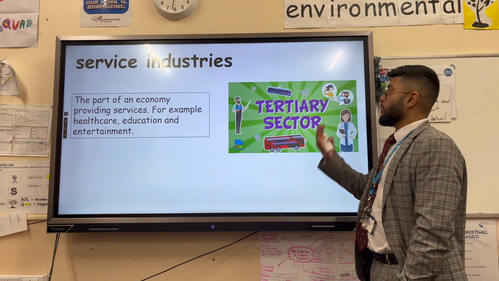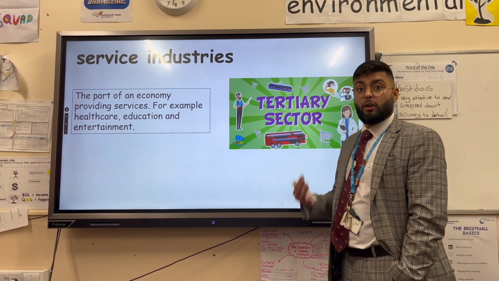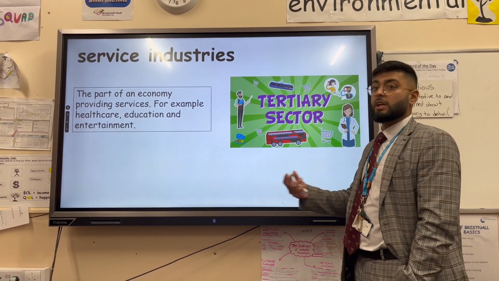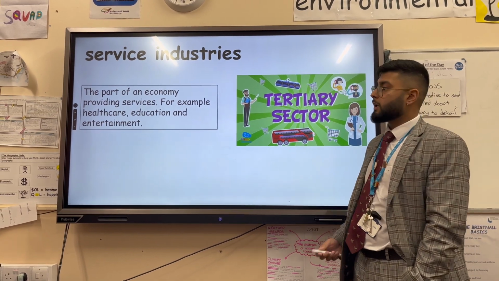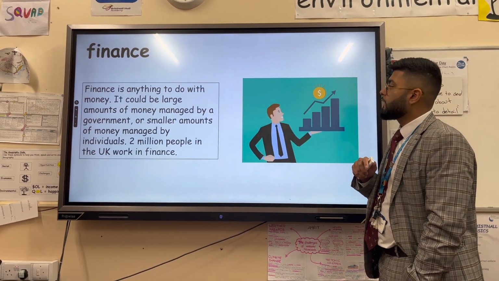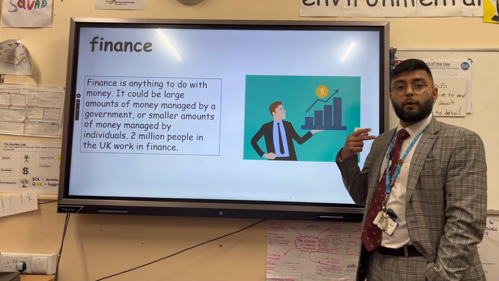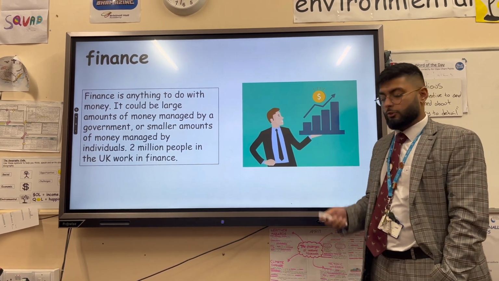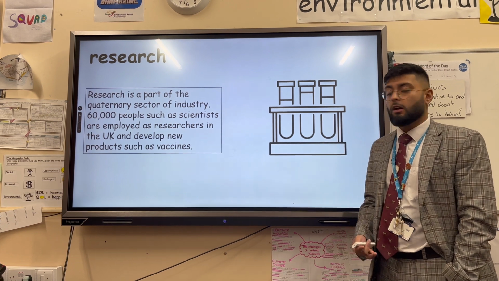Service industries, also known as the tertiary sector, are the part of the economy that provide services for people. So think doctors, nurses, teachers, but even people serving in hospitality, people serving burgers in TGIs. Finance is anything to do with money. It could be large amounts of money, so the government finances, or it could be personal finances, so just looking after your own money.